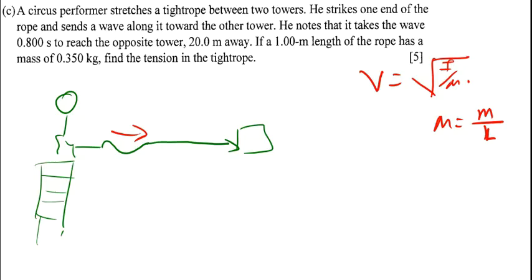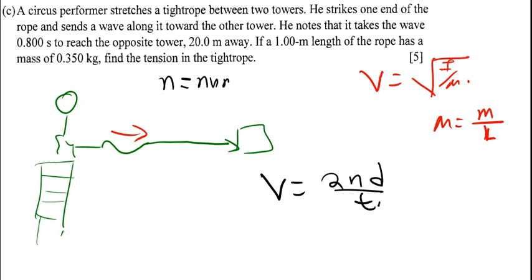Okay, so one thing when you are trying to create a wave, there is a formula which you have to know. The velocity is given by 2nd divided by t. Let me explain now here. So n is basically the number of rounds. Number of rounds.